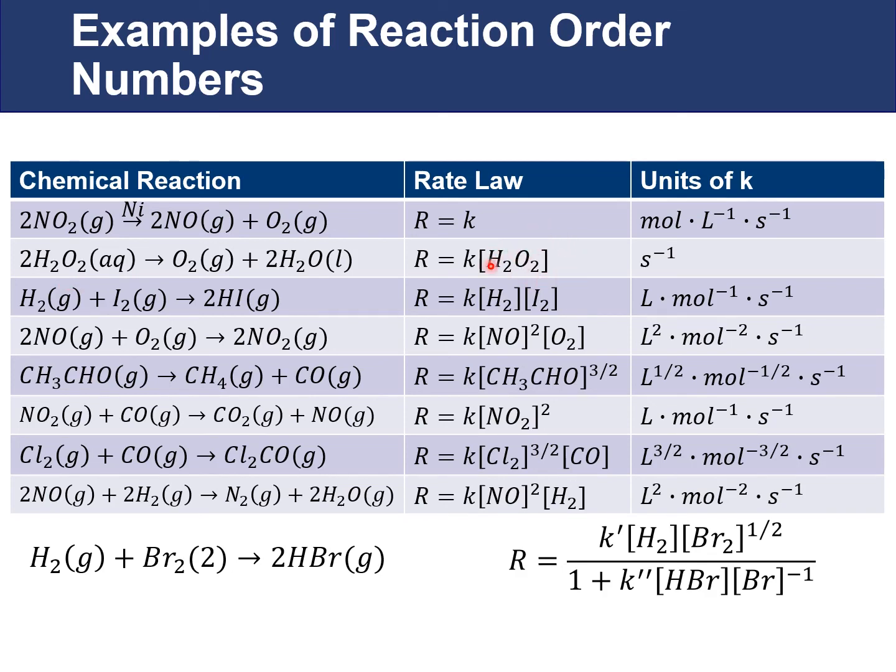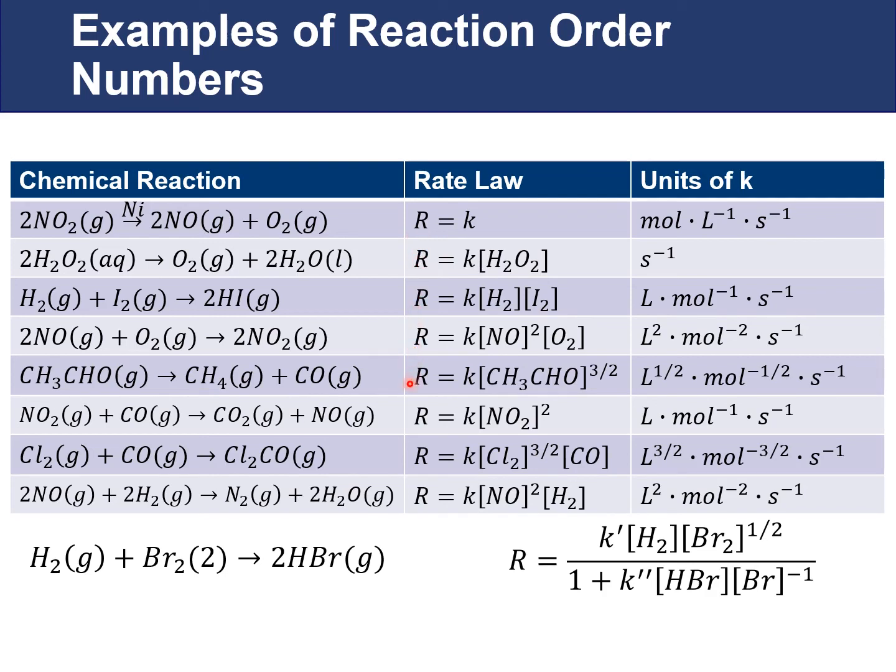We have concentration times K needs to give us units of moles per liter. And so the units on K will be just per second, 1 over seconds. So that would mean that our concentration, moles per liter, times 1 over seconds gives us our desired units of moles per liter per second.